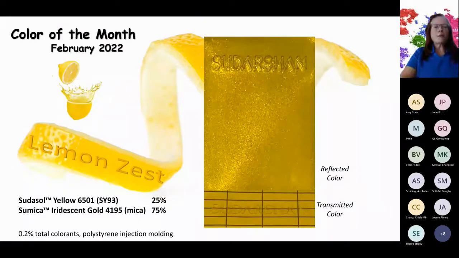In February, we put together Lemon Zest, and in the plastics area, we really wanted to focus on a solvent yellow dye because it's extremely transparent in nature. And then we combined it with a simple gold iridescent mica to give that nice little pop of sparkle, as well as a softer gold color into that formulation.